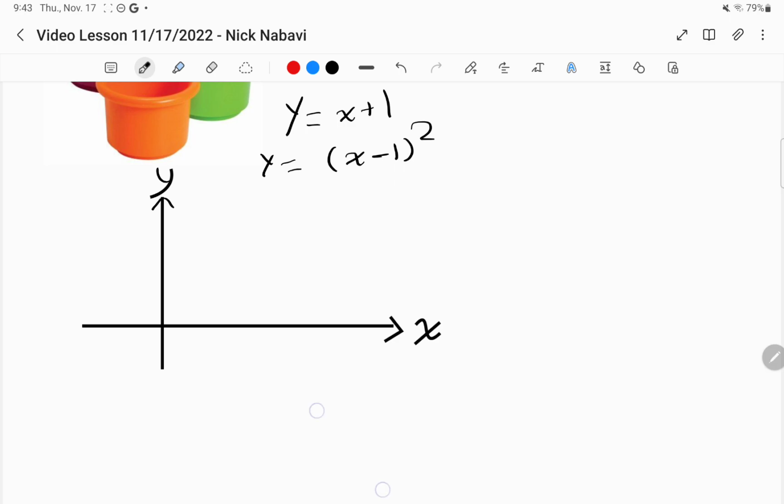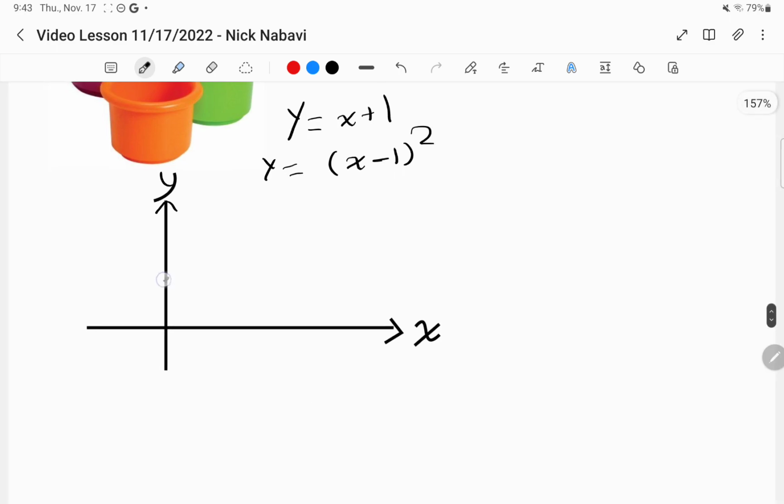So what's y equals x plus 1? Well, we're going to start at 1, and we're going to draw a line, okay? And then x minus 1 squared, just a parabola centered on 1. So here it is. Here's the parabola, okay? And your first step is let's find the points of intersection here.